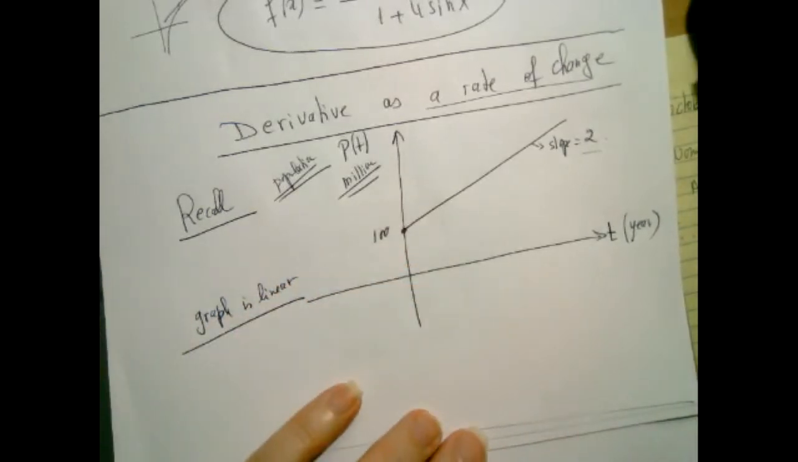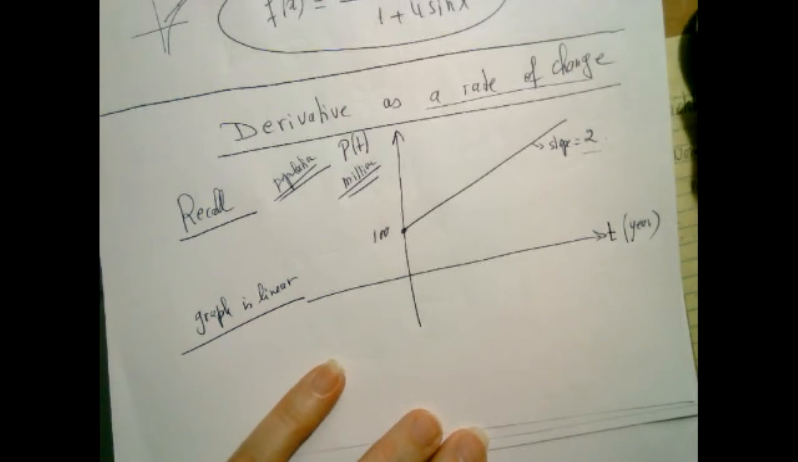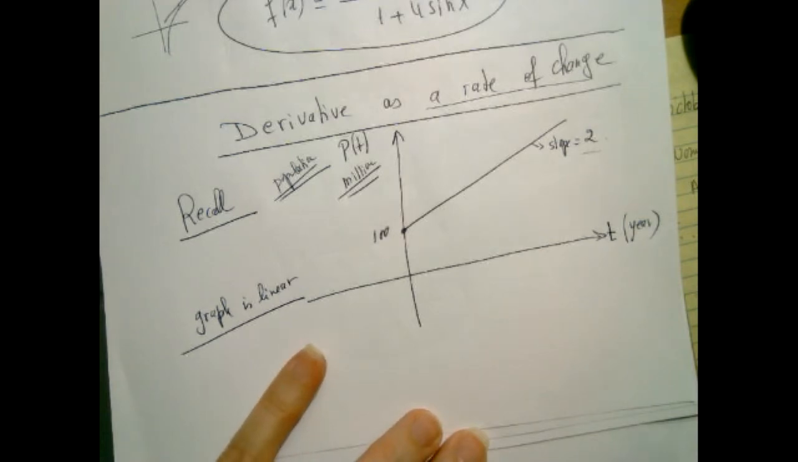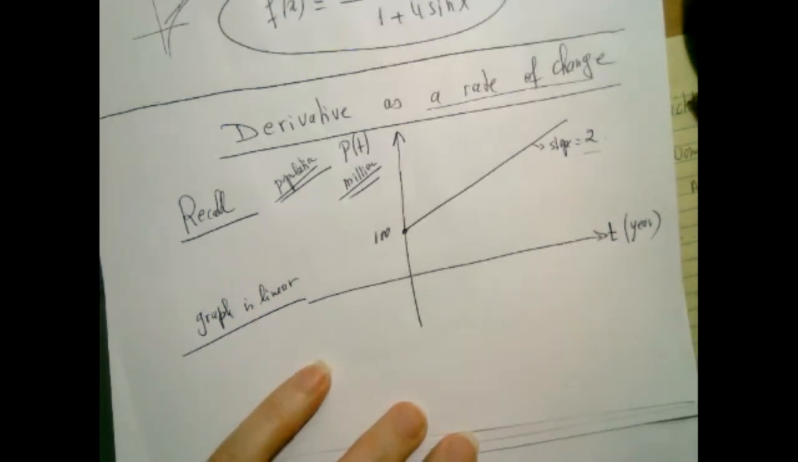Anybody? What does the 2 represent? I want a unit for it. I want an interpretation for it. So this is a line. What does the 2 mean? In this setting, the population doubles each year.